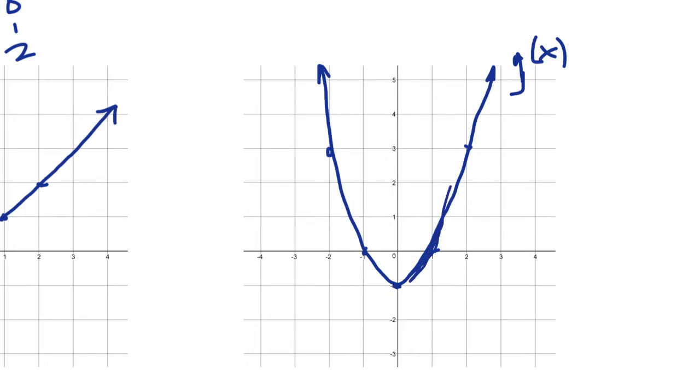Anyways, what's it going to do to the values over here? Well, think about this one critical point down here, this 0, negative 1.